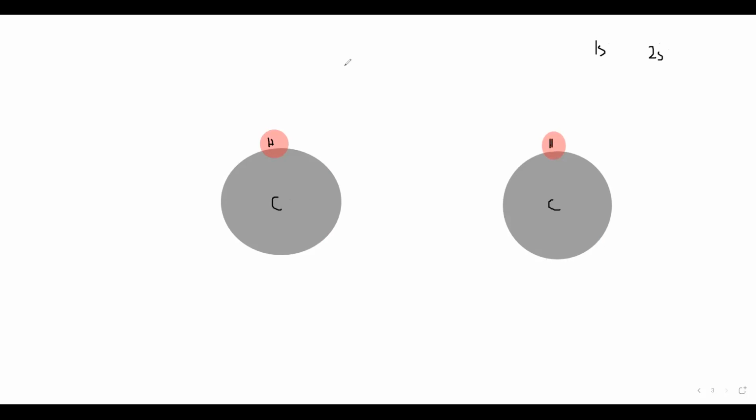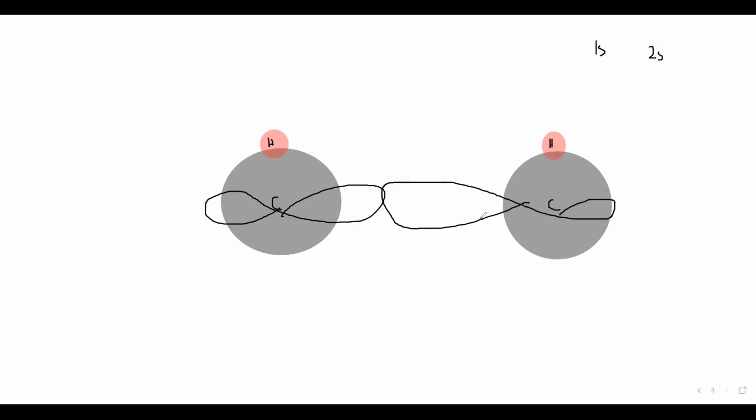Then I can draw, for example, 2px. Say this is 2px for one and this one is 2px for the other one. So they also overlap with each other. Because the overlapping is complete, this will be a sigma bond.